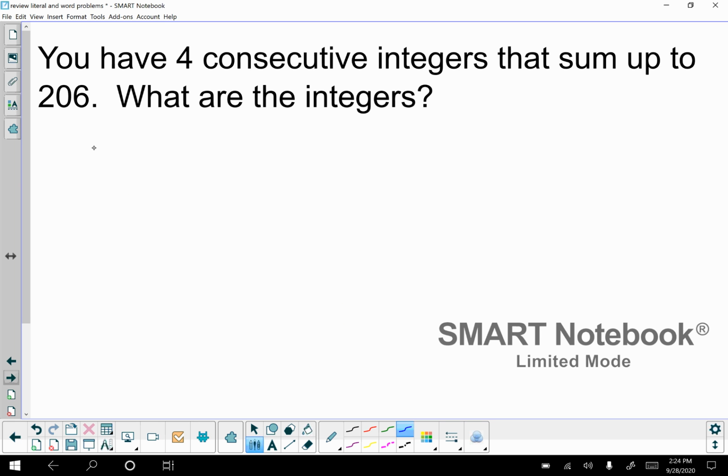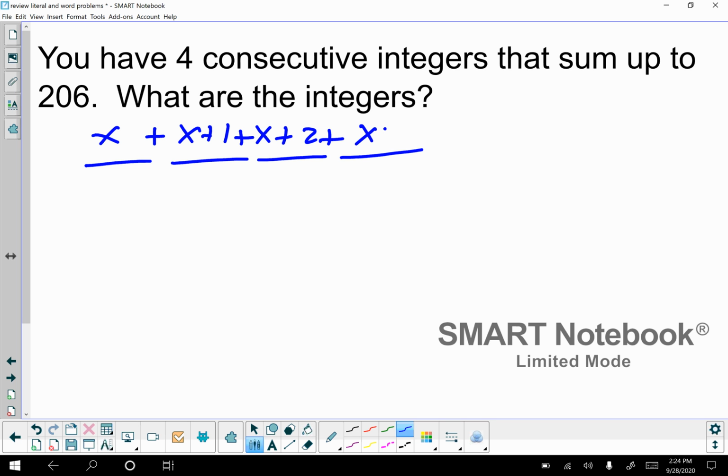You have four consecutive integers, so remember we're increasing by 1 each time. So if I have x, the next one's going to be x plus 1. x plus 2 is the next one, and x plus 3 is the next one, and they equal 206. Combine like terms, so I have x, x, x, and x. That's 4x. 1 plus 2 is 3. 3 plus 3 is 6.